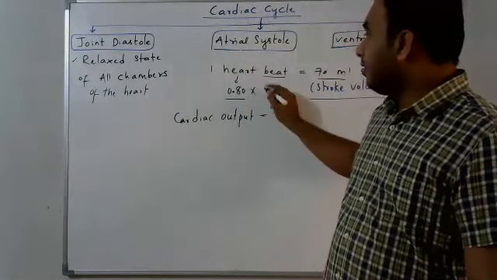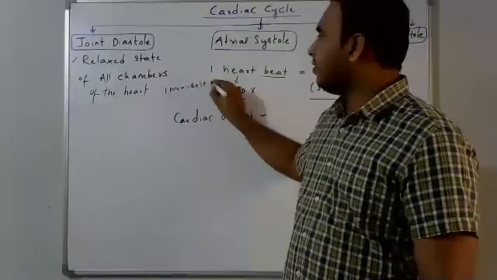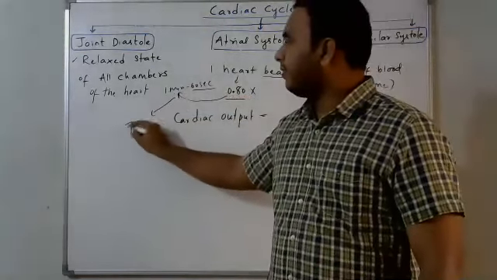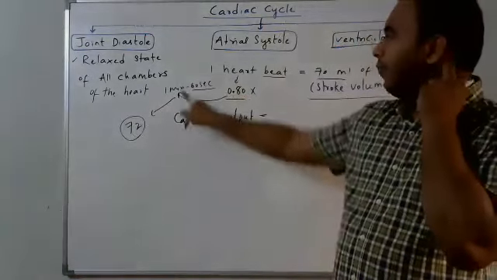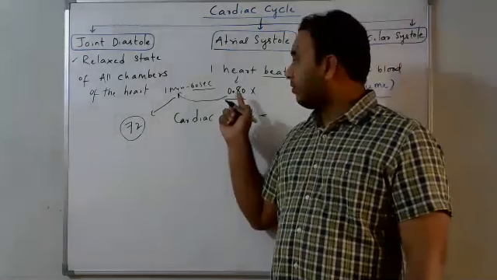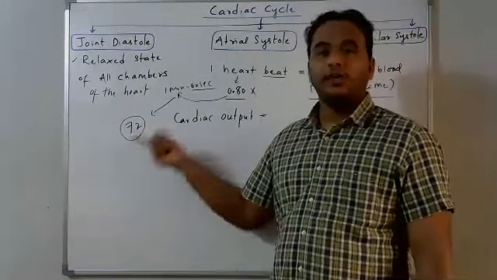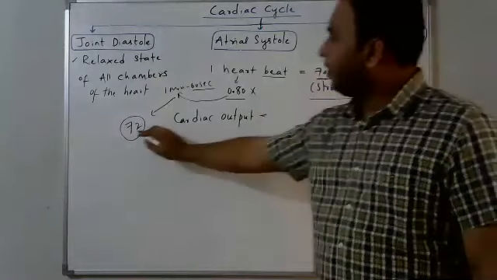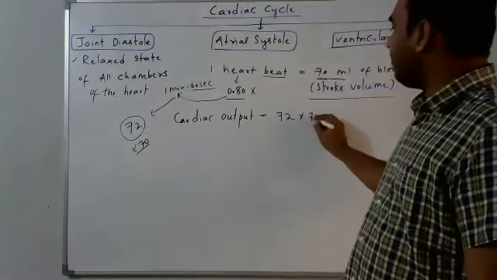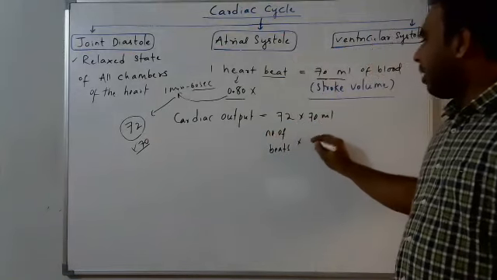With 0.80 second, you can find the number of beats per minute. Generally 1 minute is how many seconds? 60 seconds. But one heartbeat takes 0.80 seconds. So in 1 minute, how many beats? That means almost 72 beats. Got it? So for 1 minute, how many beats by the heart? 72 beats, right? So for cardiac output, 72 beats, and each beat 70 ml. That means cardiac output equals the number of beats per minute times the amount of blood pumped.